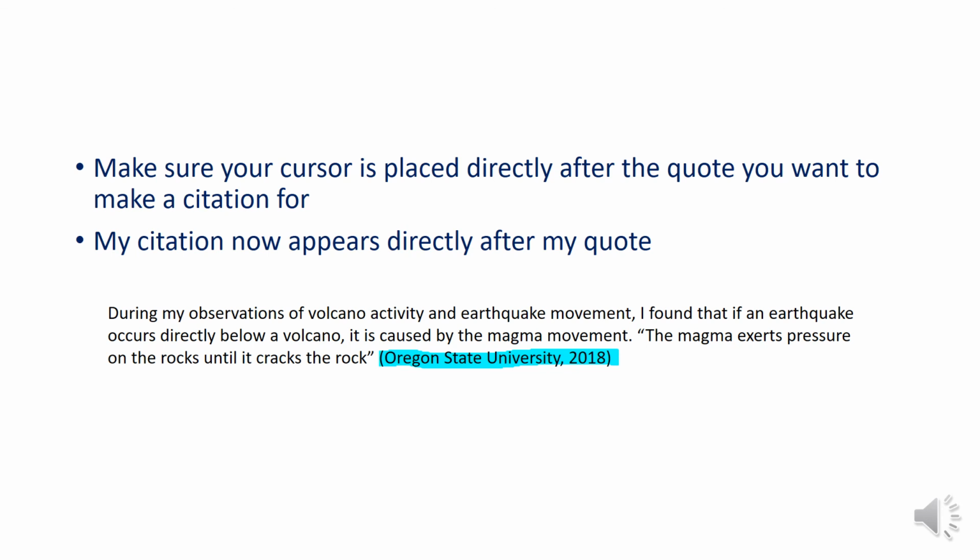So this is what it would look like. I wrote my sentence out. I put what was written in quotation marks, and there it is. It's telling the reader that I got that information from Oregon State University. It was published in 2018. If they want more information, they can go to my bibliography and they can see exactly where I got that information from.